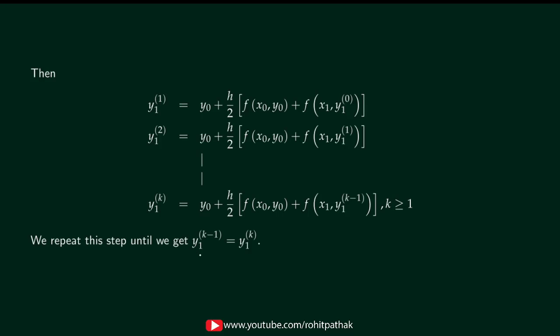Repeat the process until we get y1(k-1) equal to y1(k). So we stop here and we find that the approximation to y1 is now this. So this is the better value of y1 as compared to that we obtained in Euler's method.